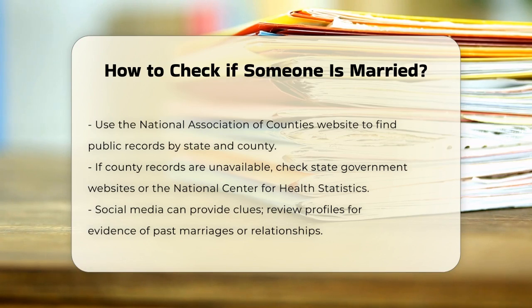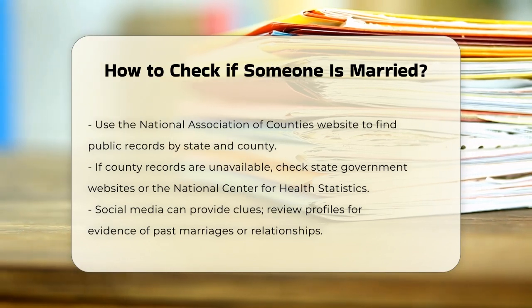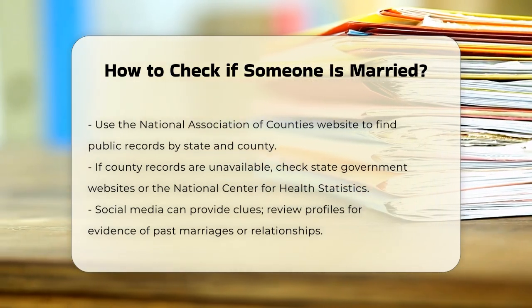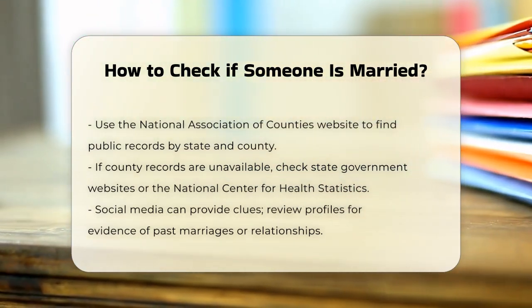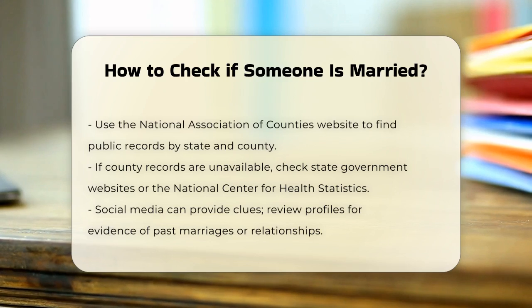Social media and online searches. Social media profiles can be a useful resource. Check the person's social media history or that of their close associates for any evidence of past marriages or relationships. You can also use reverse image search to uncover hidden profiles.